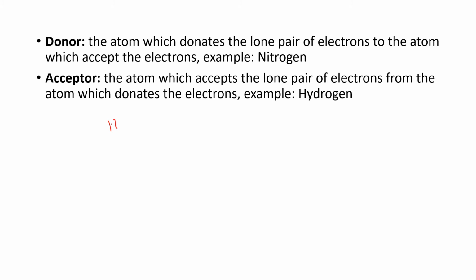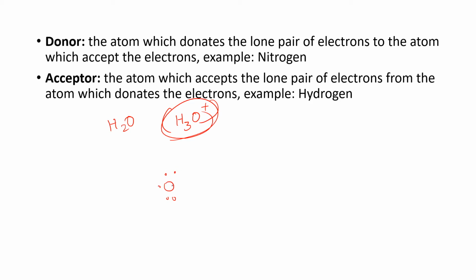So H2O, it is normal water, and if it is H3O plus, okay, this is known as hydronium ion. So how will it be formed? Let us discuss with the help of an example. Oxygen. So oxygen has the valence electrons in this way. Okay, valence electrons. So these are the lone pairs of electrons.